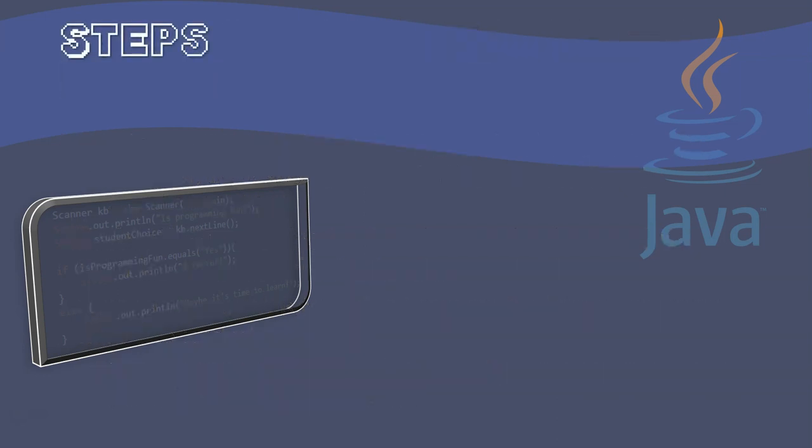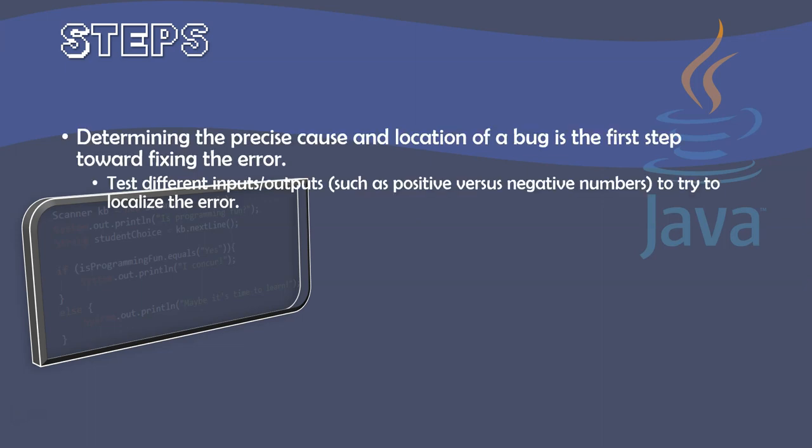So let's look at the steps we need to start troubleshooting this. The first thing, of course, is to determine the precise cause and location of a bug. That's the first step towards fixing any kind of error. The way we can do this is to start testing different inputs and outputs, such as using a positive value versus a negative value, to help localize the error.